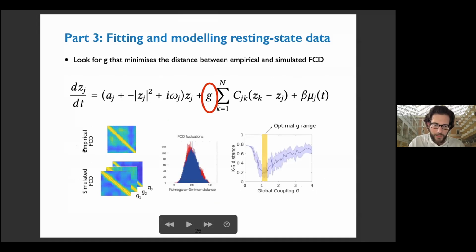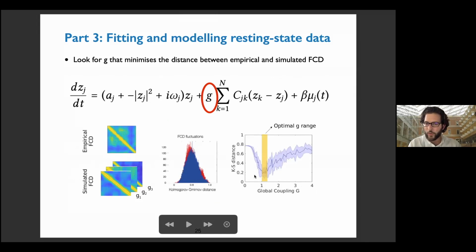We have the empirical functional connectivity dynamics. We have simulated functional connectivity dynamics for different values of G. Now we use the Kolmogorov-Smirnov distance for each of these different FCD matrices, and we compare the two. So basically what we are plotting here is the KS distance for each G value.